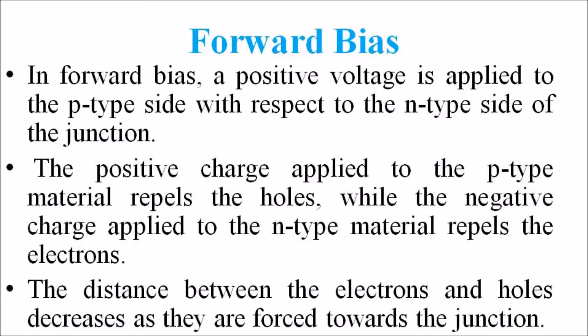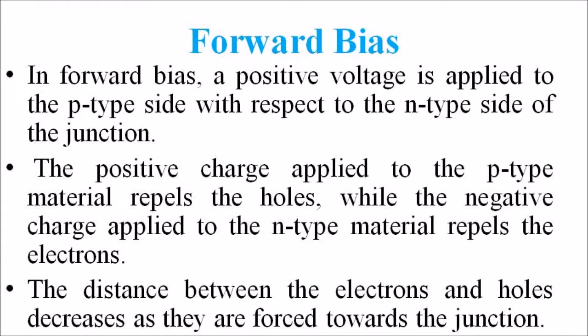So, my dear students, now we are discussing in detail this forward bias and reverse bias condition. In forward bias, a positive voltage is applied to the P-type side with respect to the N-type side of the junction. With a voltage applied in this way, the holes in the P-type region and the electrons in the N-type region are forced towards the junction. This reduces the width of the depletion layer.